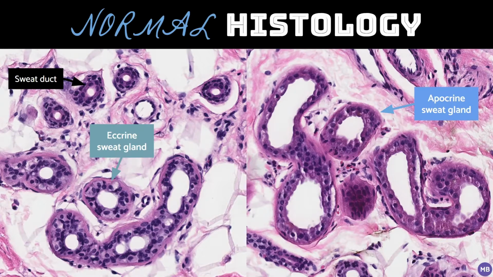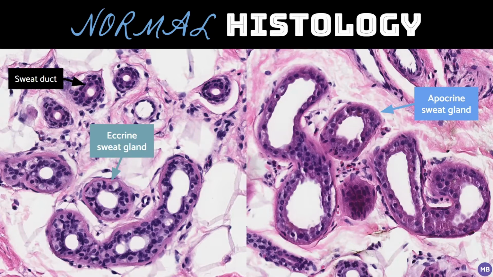Another difference is the method of secretion. Eccrine sweat glands secrete directly onto the skin surface, while apocrine sweat glands secrete into the hair follicle. The last difference is anatomic site. Eccrine sweat glands are present throughout the body with a higher concentration in the palms and soles. Meanwhile, apocrine sweat glands are only present in the areolar tissue, axilla, and groin.